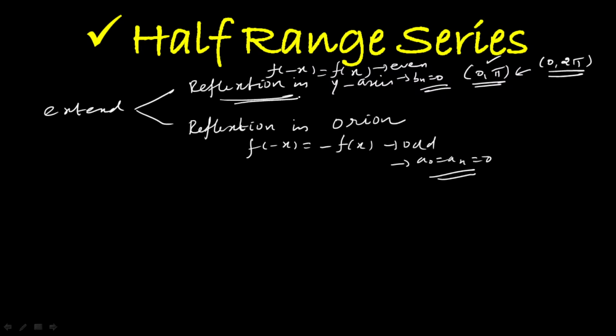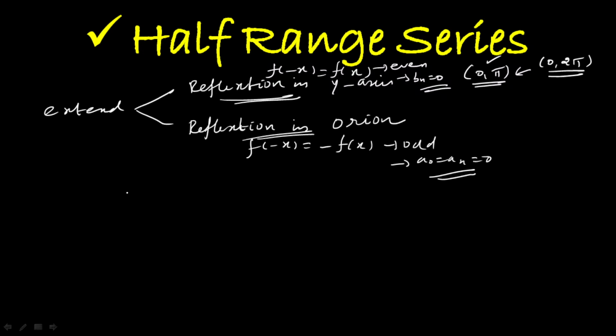So if the reflection is in y-axis, bn becomes 0, which means the Fourier expansion of f of x will consist of only cosine terms alone. If the reflection is in origin, the Fourier expansion of f of x will consist of only sine terms. So we have only sine series.